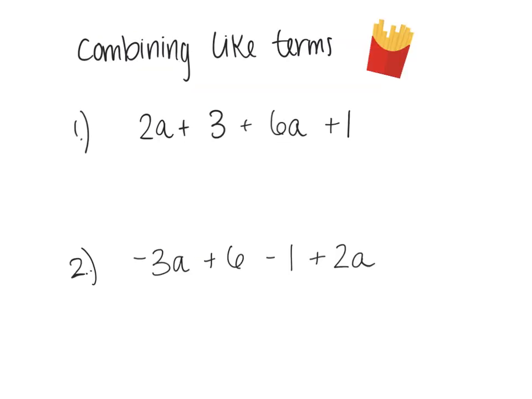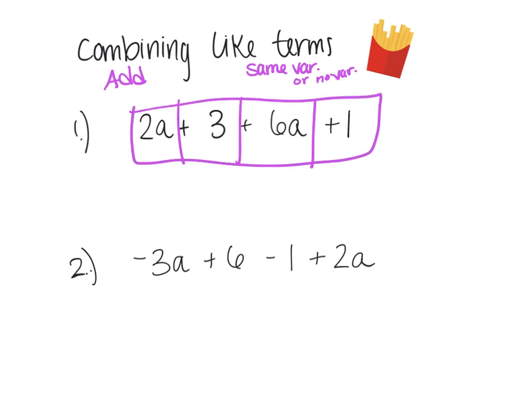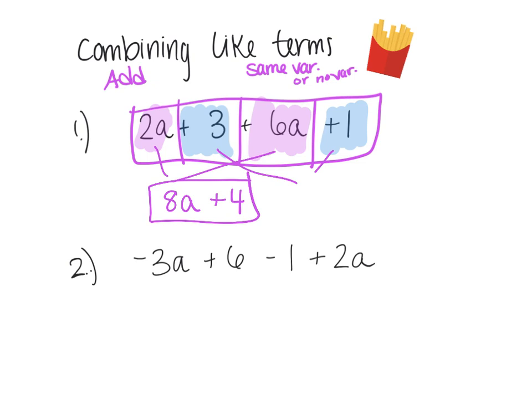Next up is combining like terms. Remember, the word combine means to add, and like terms have the same variable or no variable. So, I always split them up. Usually helps. I can combine 2a and 6a because they both have a, and I can combine 3 and 1 because they're both numbers. So 2a plus 6a is 8a, and 3 plus 1 is 4, positive 4, and that's it. Next one.